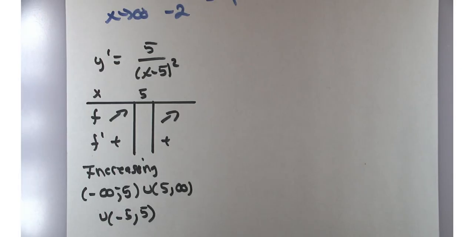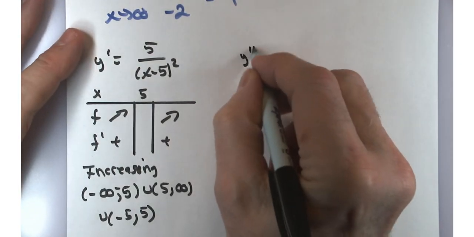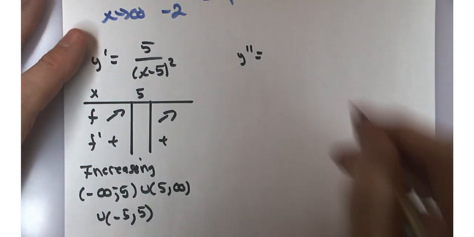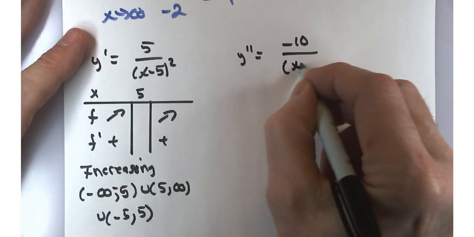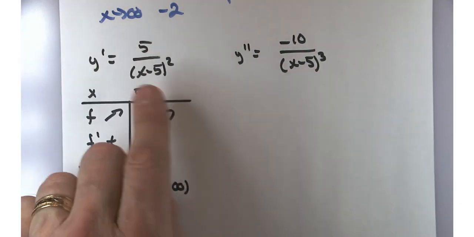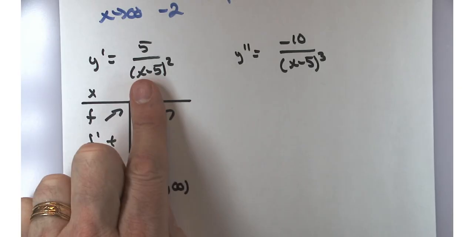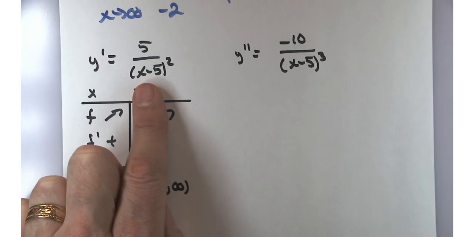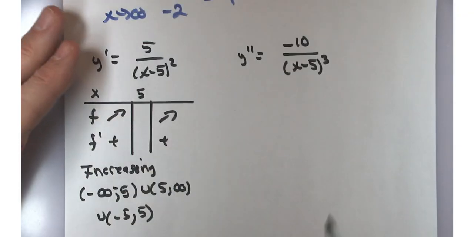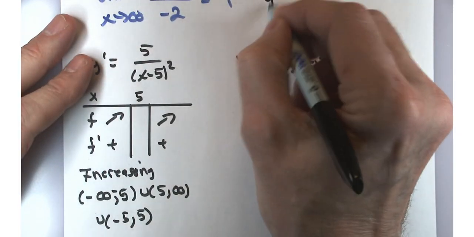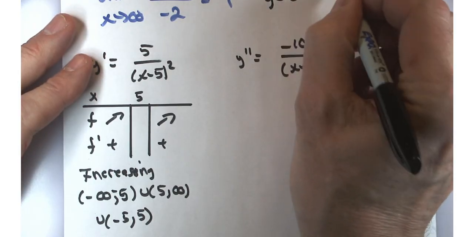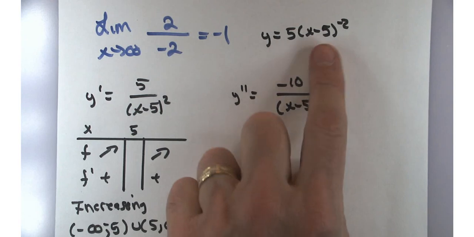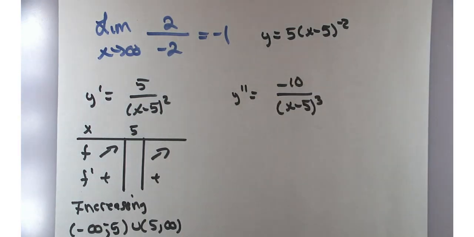All right, let's look at the second derivative. Y double prime equals negative 10 over x minus 5 cubed. By the way, when I was calculating these derivatives, do you think I used the quotient rule for this one? No, I wouldn't. If I were you, I would rewrite that as y equals 5 times x minus 5 to the negative second. What's the advantage of writing it this way? There's no quotient rule. What rule do you have to use? The chain rule.